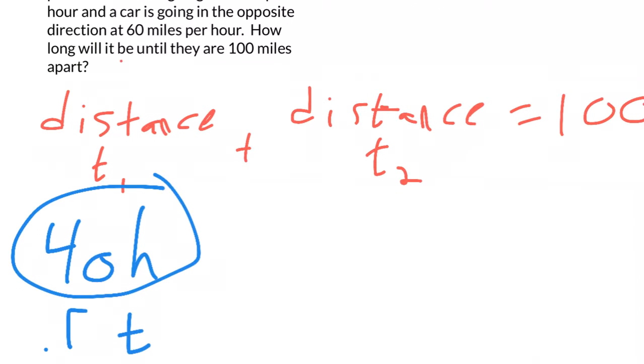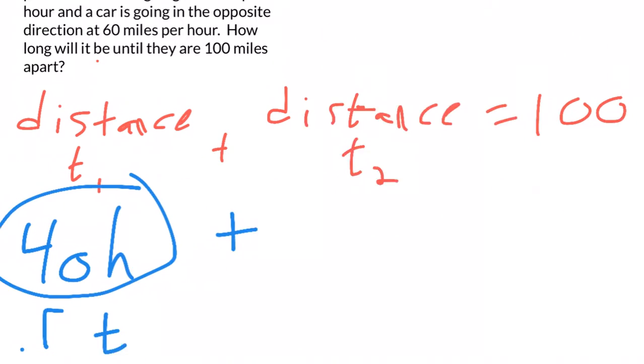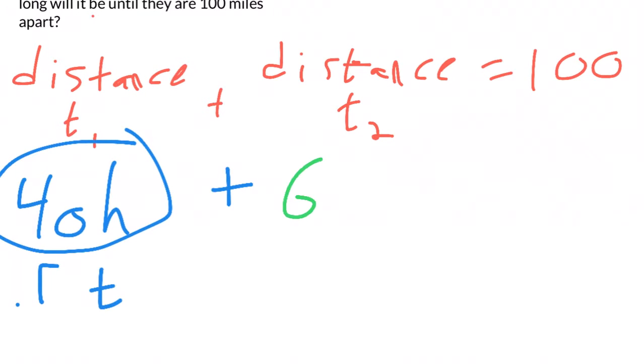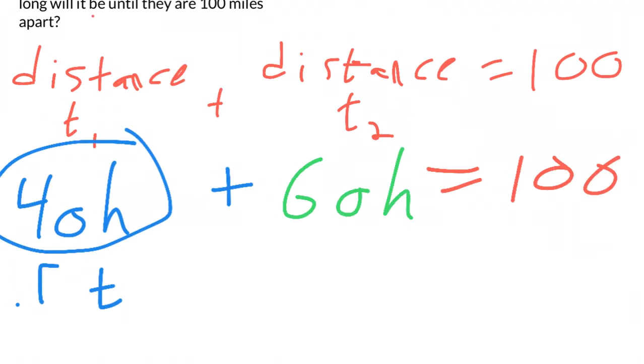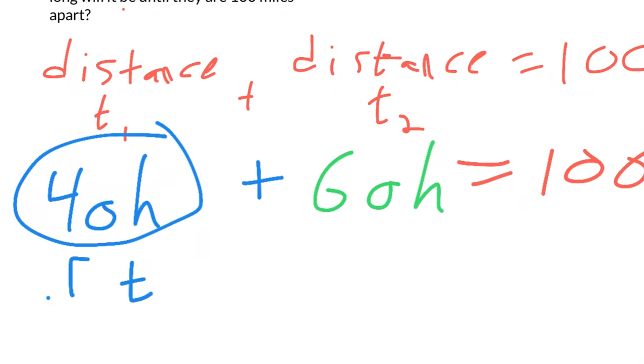Then we're going to add to that, in a different color here, the distance the other train has traveled. So if the other train is going 60 miles an hour, we have 60h that we can put here. And that's all supposed to equal 100 miles, because we're wondering when their two distances add up to be 100, when they're 100 miles apart. And so now we have an equation we can solve for h.